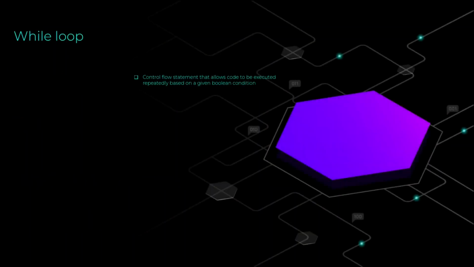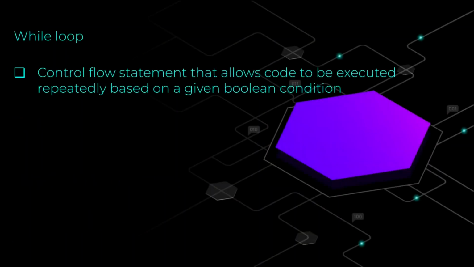Cool. So a while loop is still a control flow statement, but this one allows code to be executed repeatedly based on a given Boolean condition.